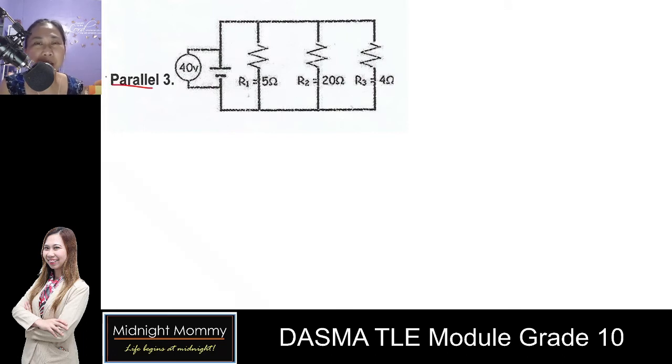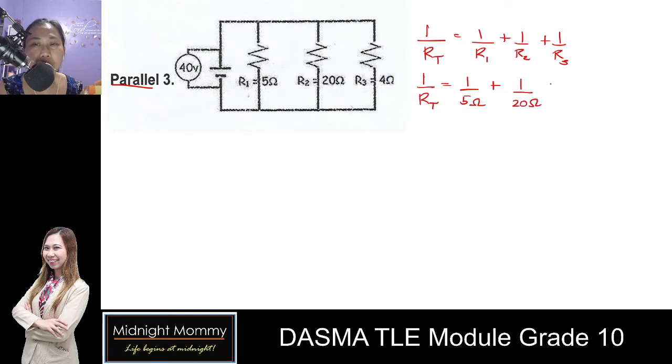So, kapag parallel connection, para makuha natin yung total resistance, ang formula niya is equal sa ganito: 1 over RT is equal to 1 over R1 plus 1 over R2 plus 1 over R3. Okay, so gawin natin. So, 1 over RT, so substitute lang natin. So, 1 over ang R1 natin is 5. Okay, so lagyan natin siya dito sa baba. Plus 1 over 20 ohms plus 1 over 4 ohms.